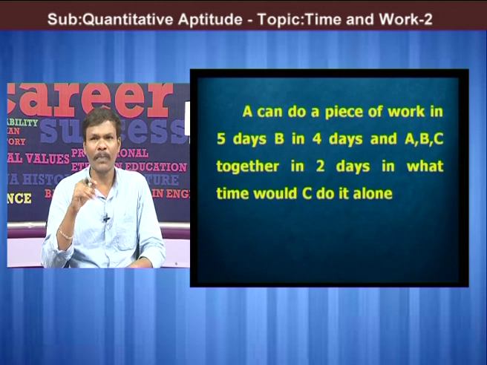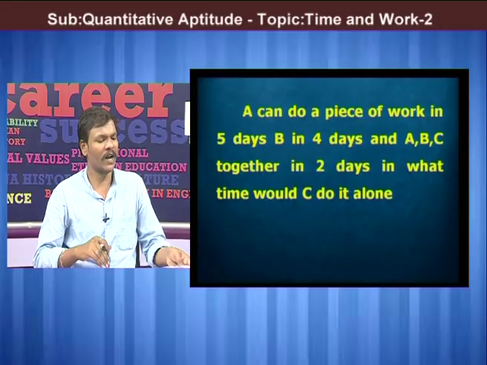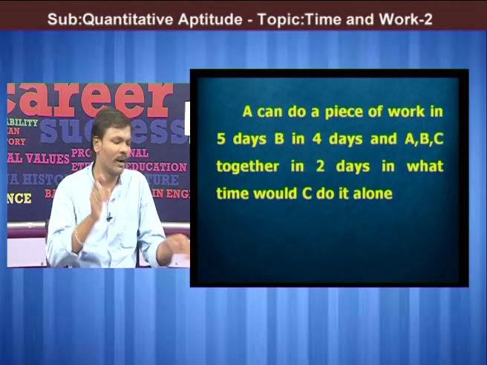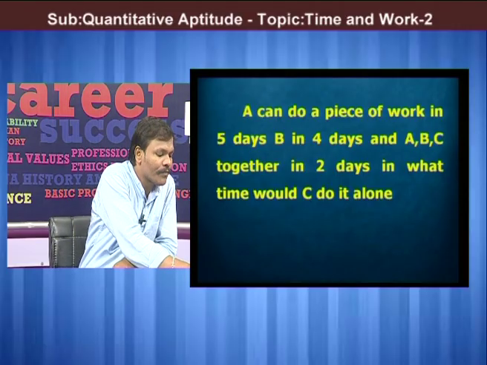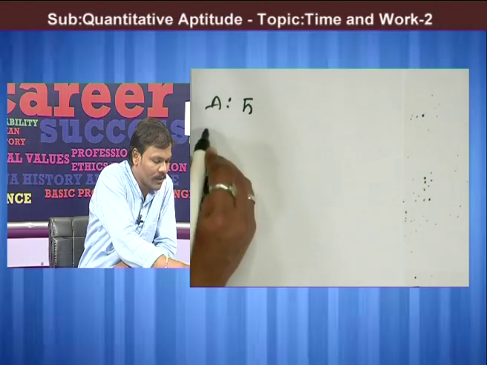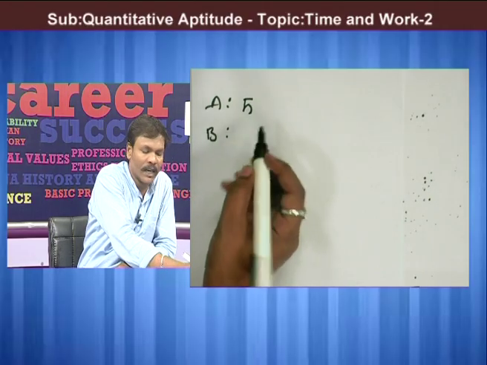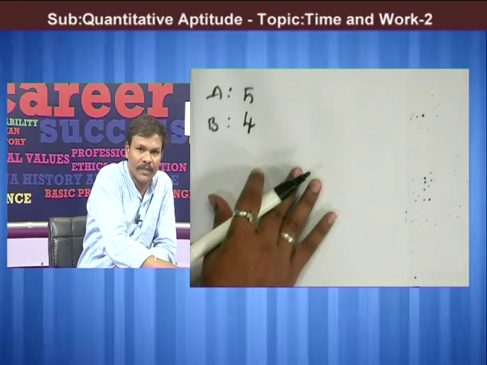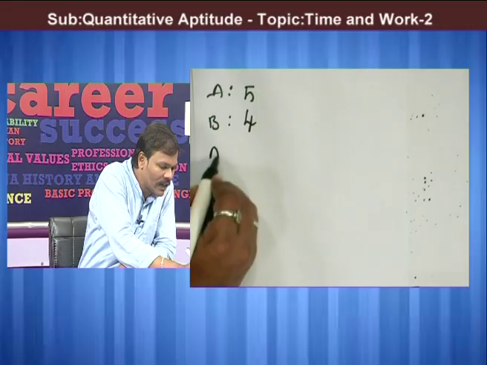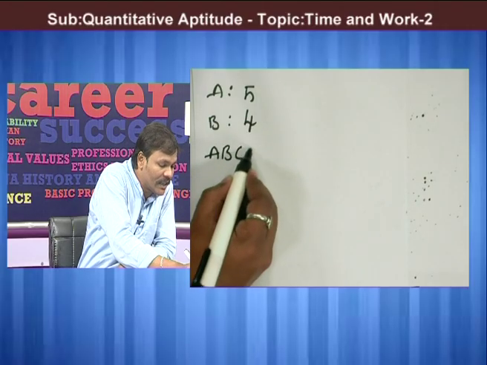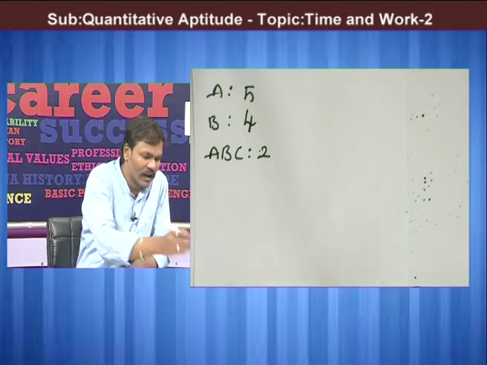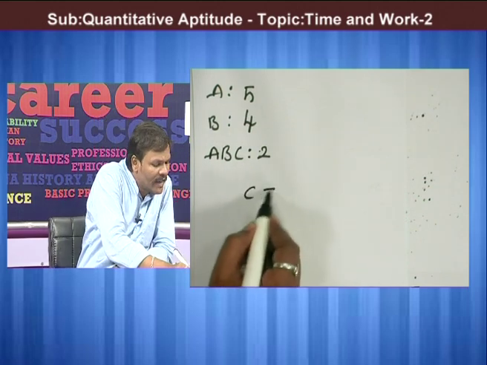But we are applying the same concept. How are we applying the same concept? With small changes. What are the small changes? Now, what values do we have? A can do the work in 5 days. Next, B can do the work in 4 days. Next statement is A, B, C together in 2 days. That means, not C, it was A, B, C, which was 2 days. We have to find out how many days C alone.